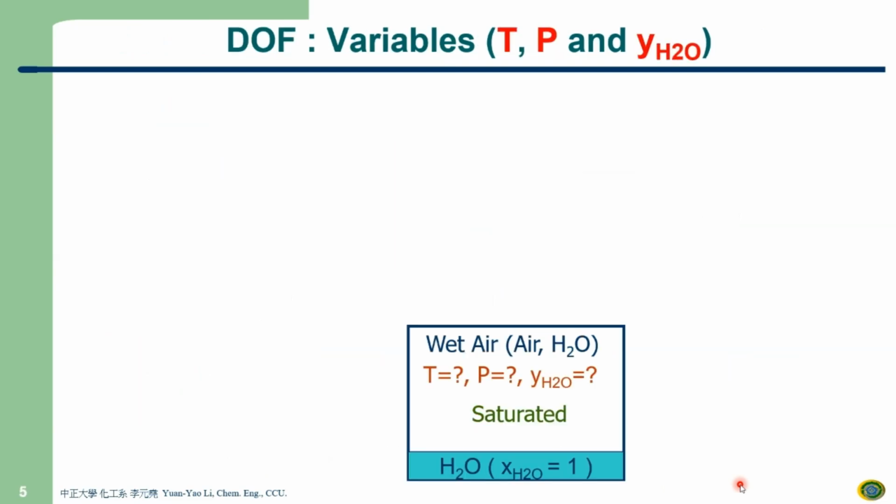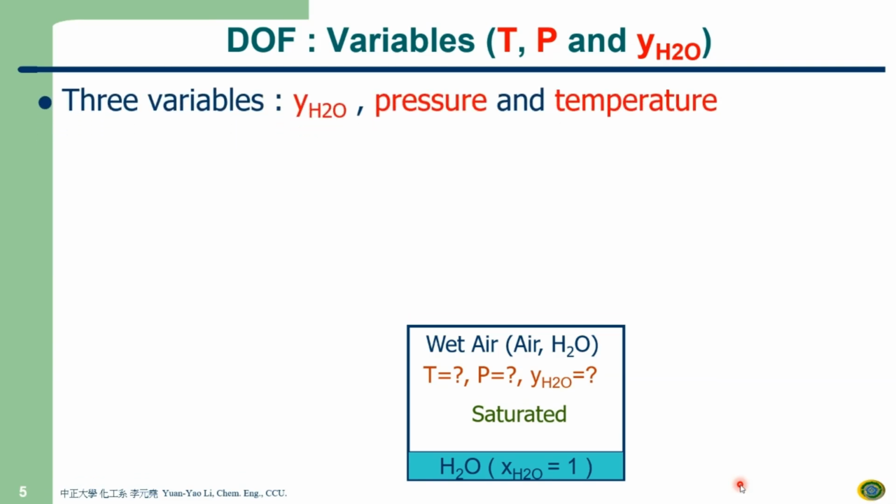So let's take a look at the DOF. There are three variables. If we go back to this system, remember this system has already reached saturation. It's already reached equilibrium, and this is called saturated vapor. Okay? So there are three parameters. If you change the pressure and temperature, you will get different molar fraction. Okay, so there are three variables now.